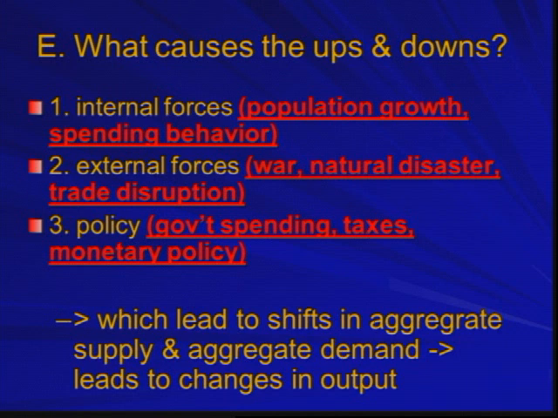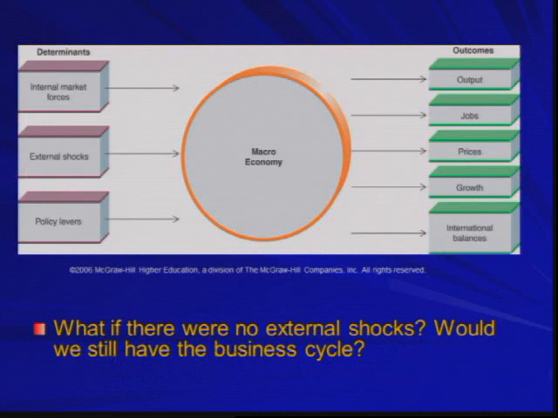And this will make sense in the next chapter, but make sure you know everything on this slide. Those three factors, examples of those three factors, and also know that changes in these factors lead to shifts in aggregate demand and aggregate supply, which then affects GDP and then causes the business cycle.